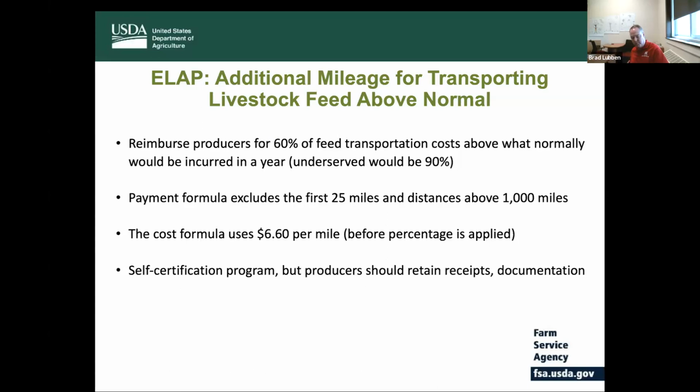What ELAP takes into consideration or excludes for the payment calculation would be the first 25 miles and distances above 1,000 miles. So really what we're looking at is additional miles that were traveled above the 25, which we've considered into the normal commute, and then inside of anything inside 1,000 miles. The per mile rate that was set for 2023 is $6.60.